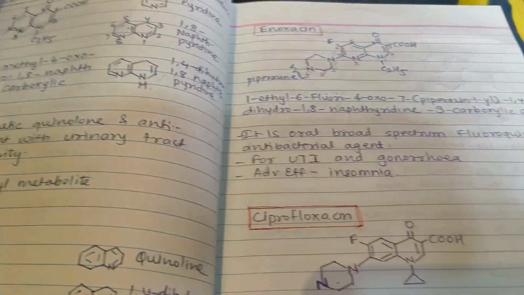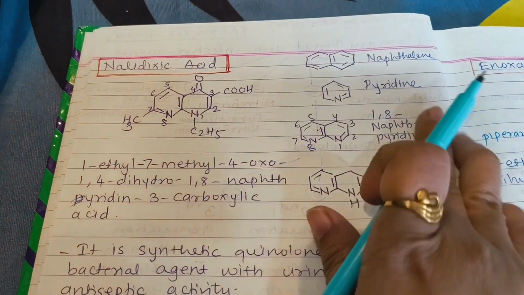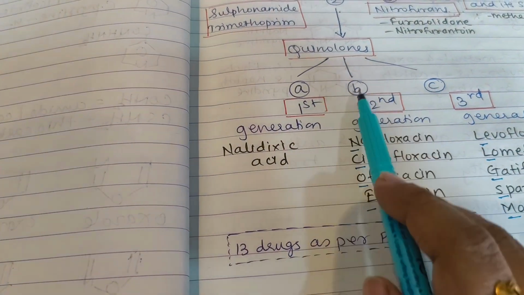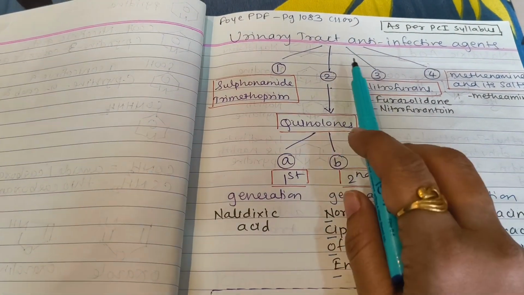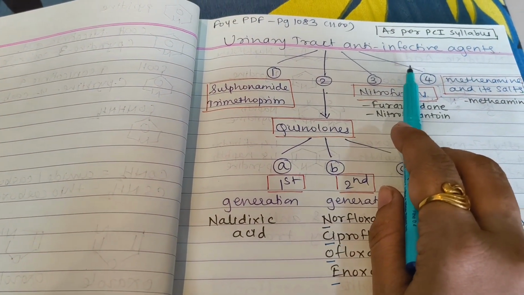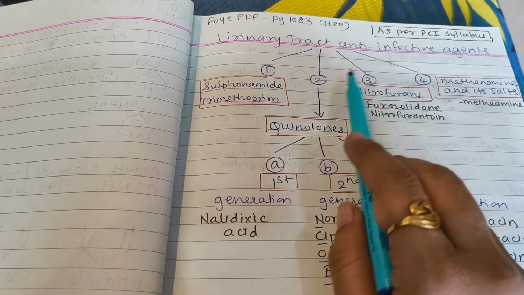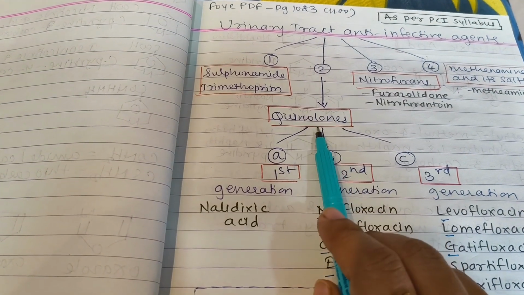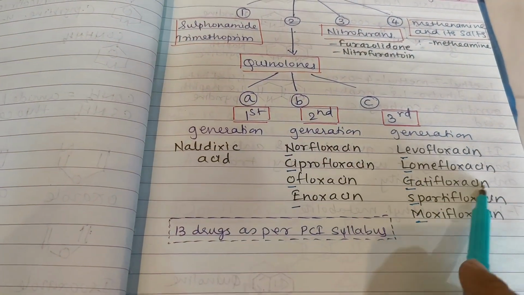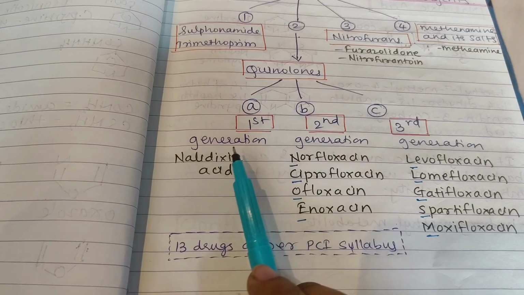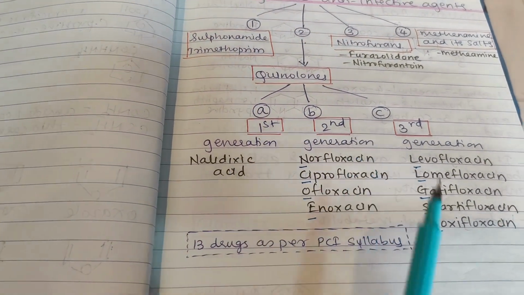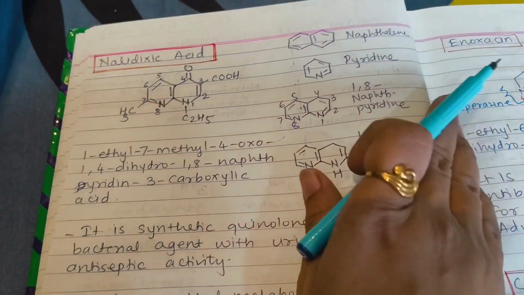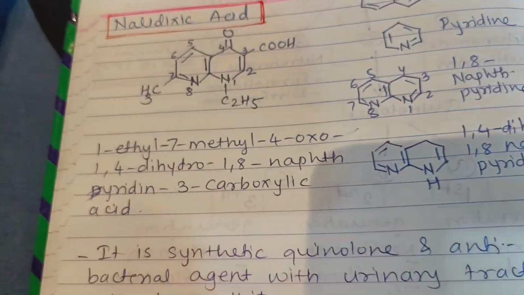Let us see here. First we can start with nalidixic acid, under quinolone, first generation. We are focusing here on urinary tract anti-infective agents. Under quinolones we have all these drugs, and first we will see about quinolones only. So nalidixic acid, the first generation drug. This is the structure for nalidixic acid.